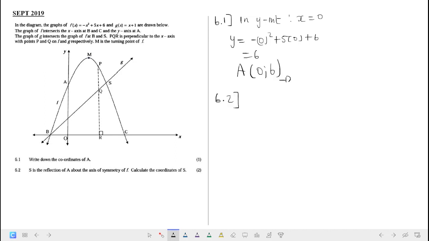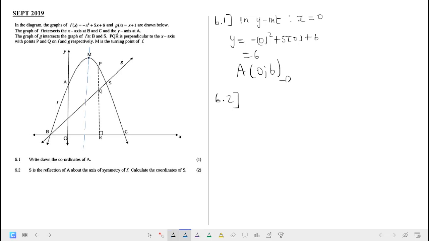Now 6.2 says S is the reflection of A about the axis of symmetry of F. Calculate the coordinates of S. We're told that S is a reflection of A about the axis of symmetry. So what is an axis of symmetry? It is a line that divides the graph of F into two equal halves. Do you see this sketch of F here? We need to cut this sketch into two equal halves, so you cut it at the x coordinate of the turning point, right?